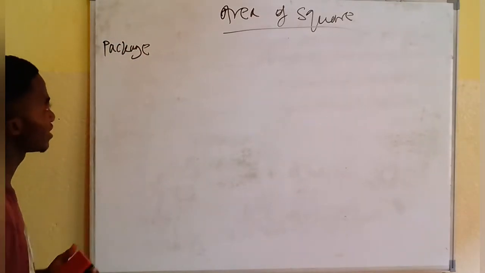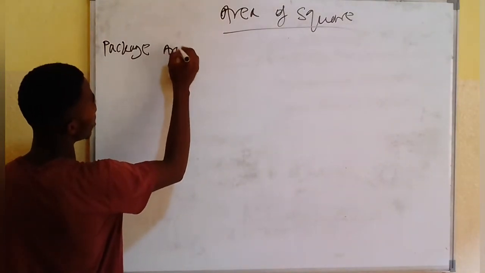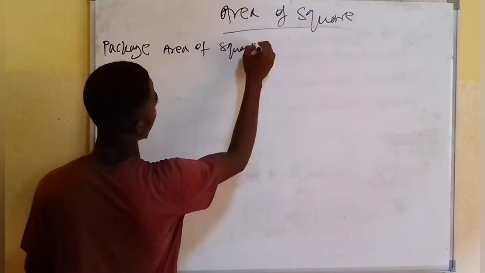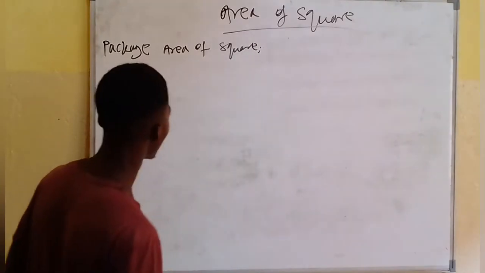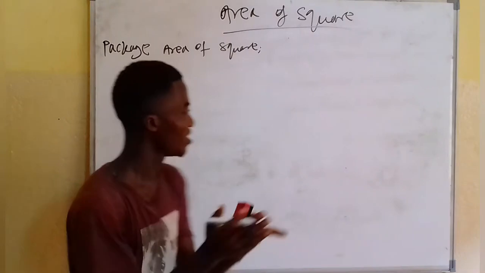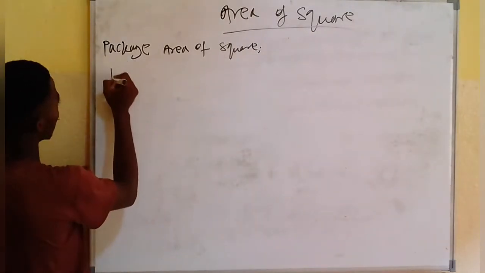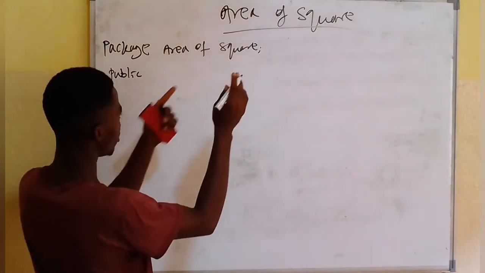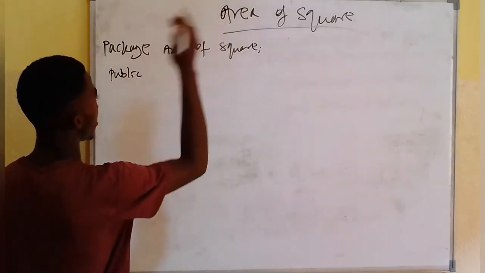Then what is the name of the package? I'm going to say area of a square. Fine. Then just after this, we're going to have what we call your class. It's like this, your public class. What is the name of this public class? I'm going to say the name of my public class will be Area. Alright?